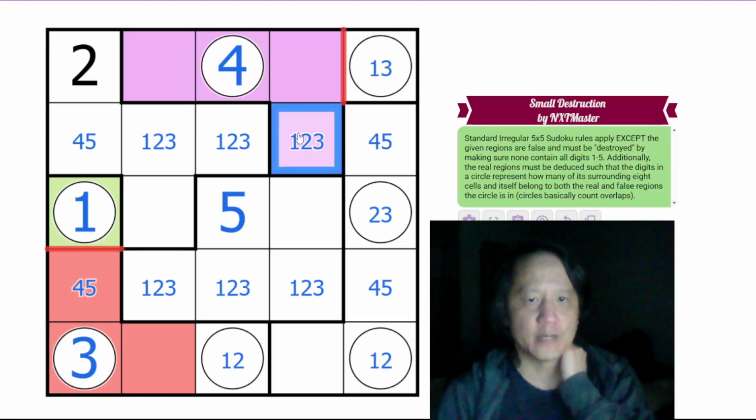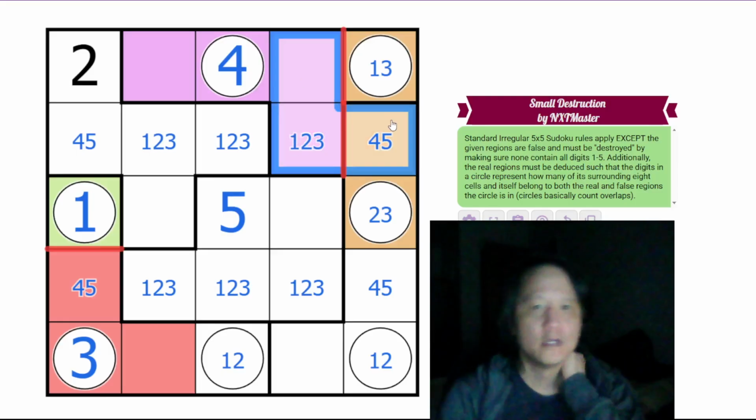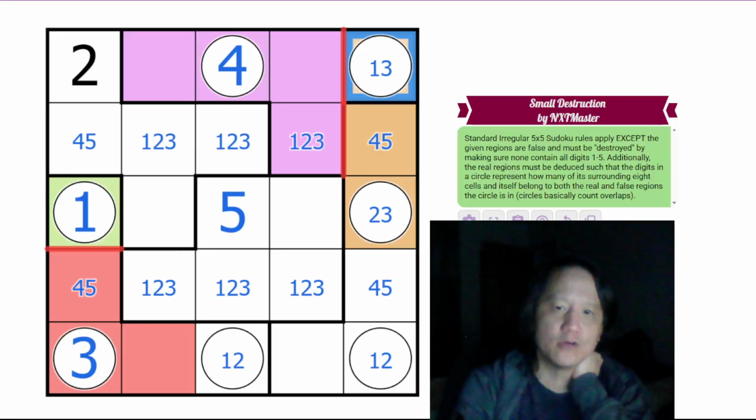And this cannot be part of the pink region. So this must be part of a different region. So it has to go all the way down here to be orthogonally connected. So this is a boundary. Therefore, in the surrounding 3x3 box centered on this circle, only one cell can be in the same real and false region.